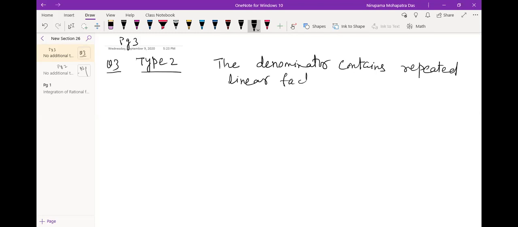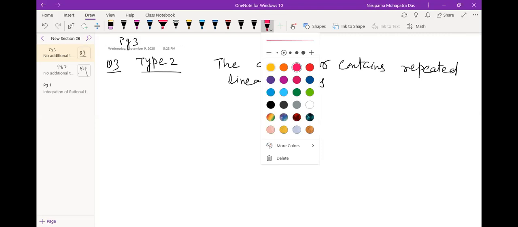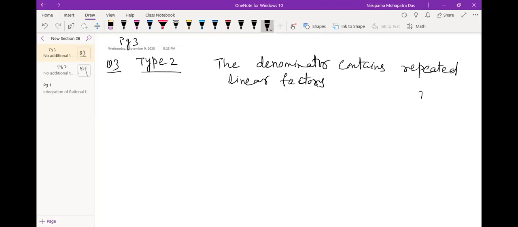So what do repeated linear factors mean? Whenever we say repeated linear factors, it means something like a square, a cube. Suppose, for example, you are taking x square. The factors of x square are x and x square. If you write x plus 1 whole square, one factor will be x plus 1, the other factor will be x plus 1 whole square. Similarly, if you have x plus 1 whole cube, one factor will be x plus 1, next x plus 1 whole square, then x plus 1 whole cube, like this.